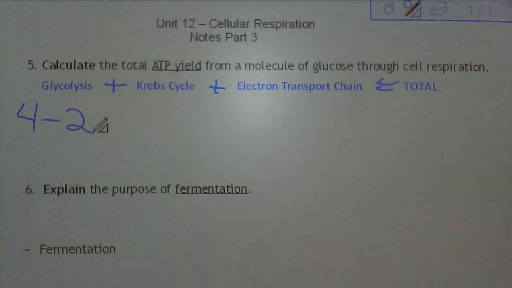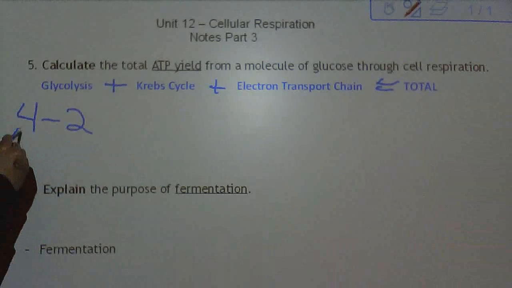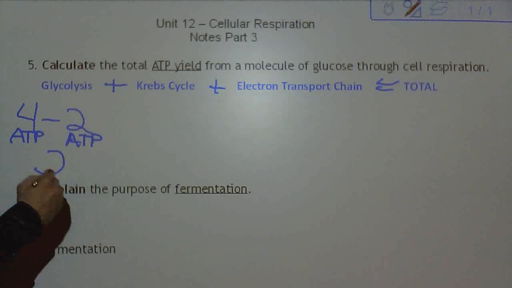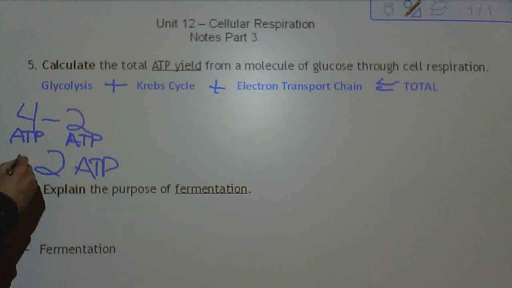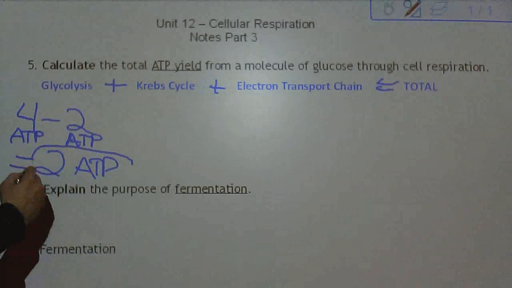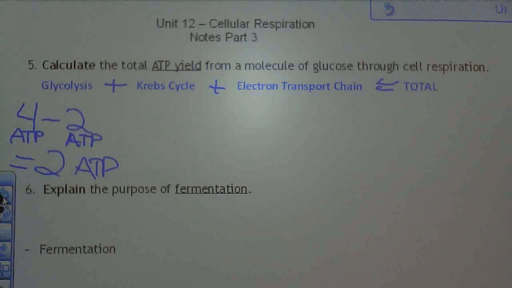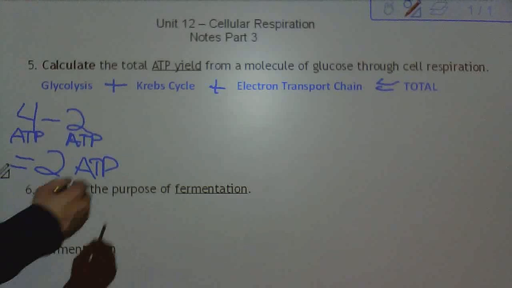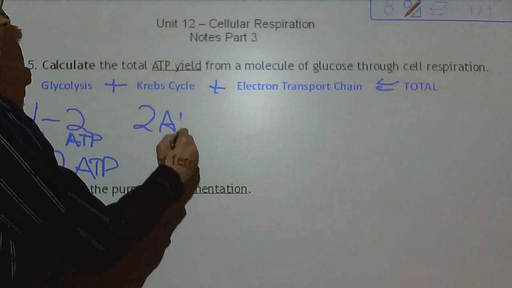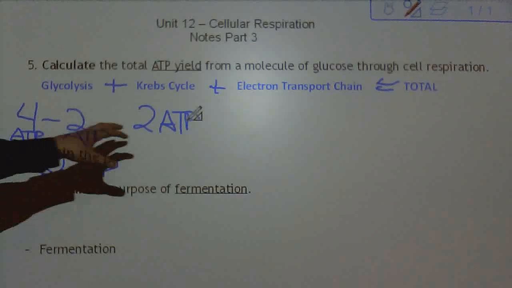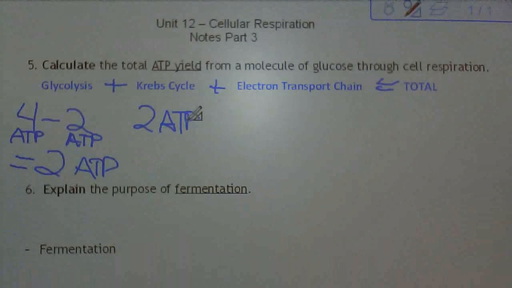So again, glycolysis actually produces 4 ATP, but uses 2 of them to complete its process, so we say a net gain here of 2 ATP. And then in Krebs cycle, we don't have anything too complicated going on here, also producing 2 ATP. So between just the first 2 parts of cellular respiration, not a whole lot of energy going on.